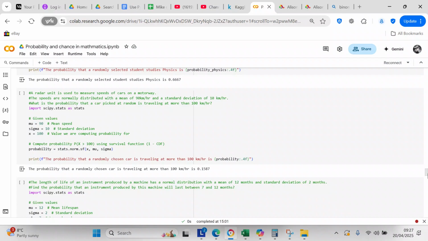So we're going to import scipy.stats as stats. Our given values are the mean, mu, is 90, the standard deviation, sigma, is 10, and x, the value we are computing for, is 100. So we're going to compute the probability of x greater than 100 using the survival function, 1 minus CDF. So probability equals stats.norm.sf(x, mu, sigma). And the answer to that is 0.1587.